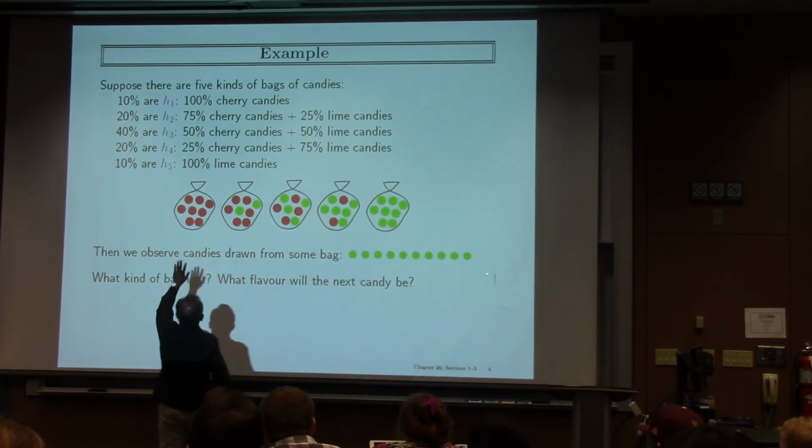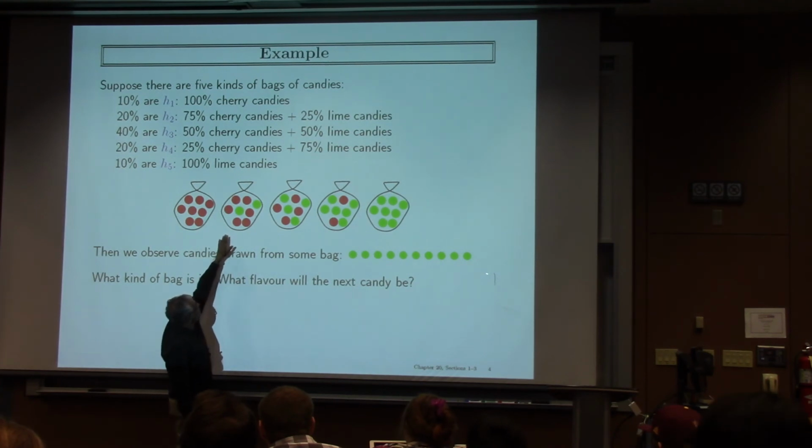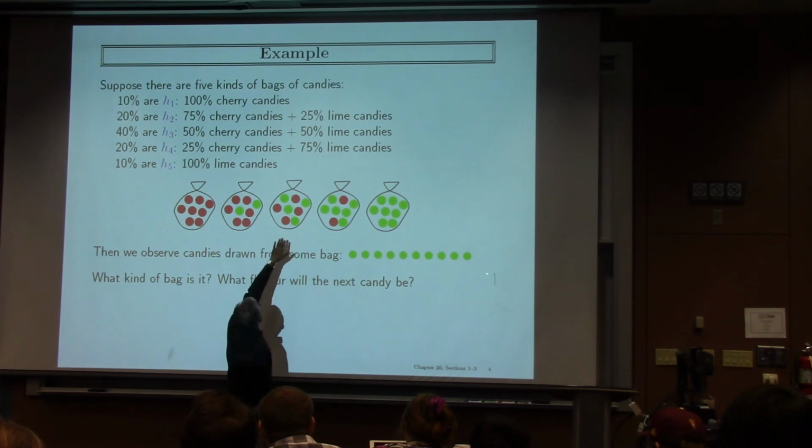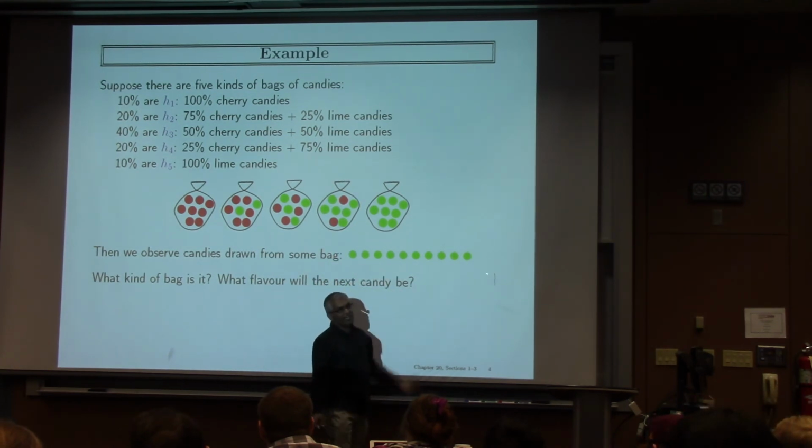Type 1 is all cherry. Type 2 is 75% cherry, 25% lime. Type 3 is 50% cherry, 50% lime. Type 4 is 75% lime, 25% cherry. Type 5 is all lime.